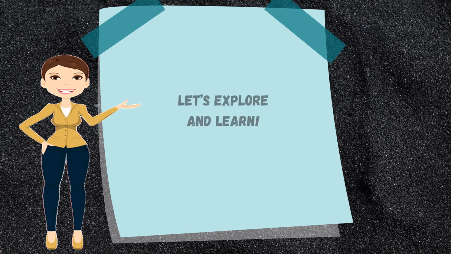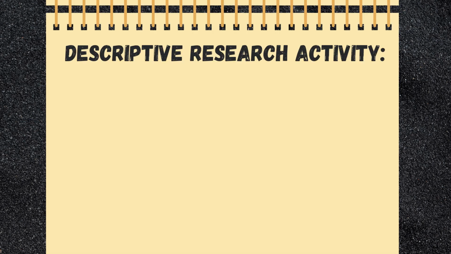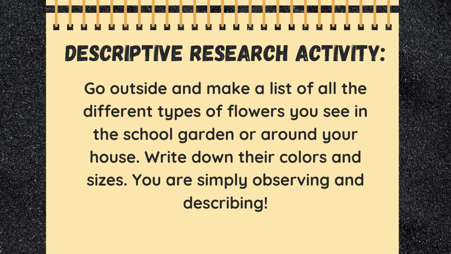Let's explore and learn. Let's try to do some activities based on the lesson we discussed. Let's see if you can apply what you have learned from our discussion. For the descriptive research activity, go outside and make a list of all the different types of flowers you see in the school garden or around your house. Write down their colors and sizes. You are simply observing and describing.